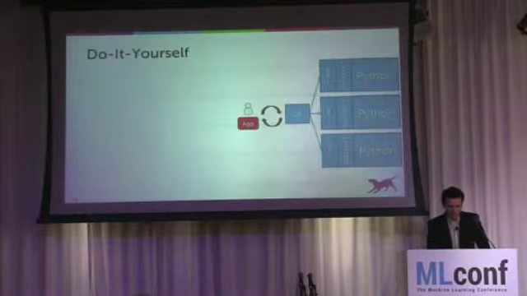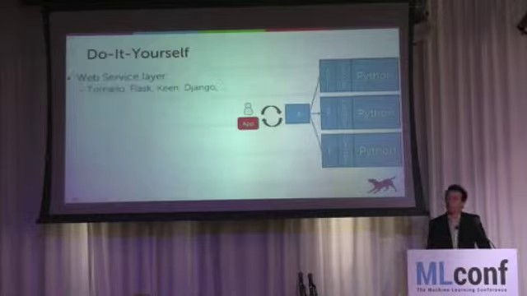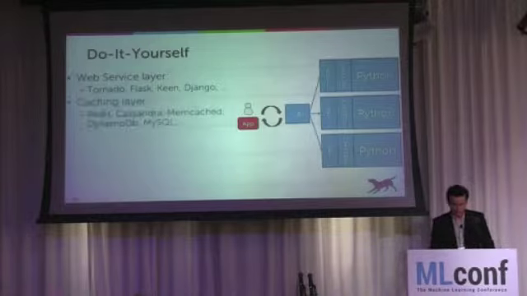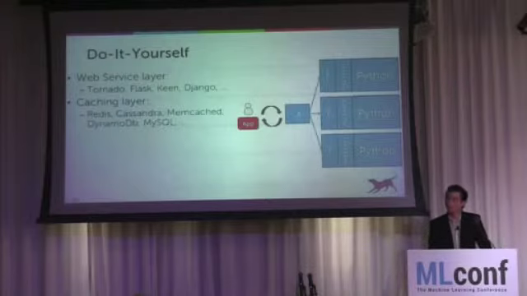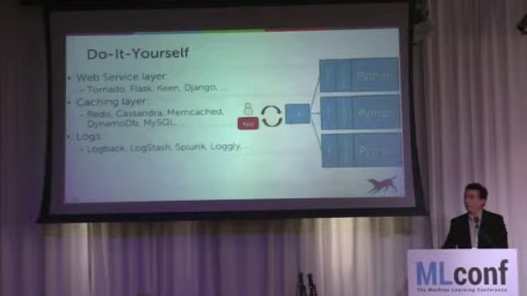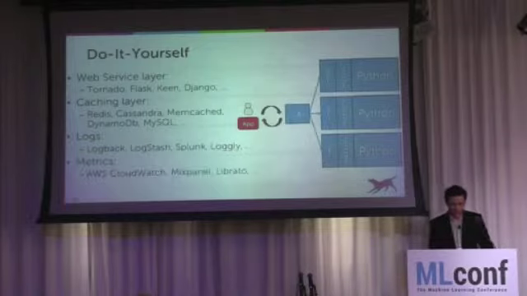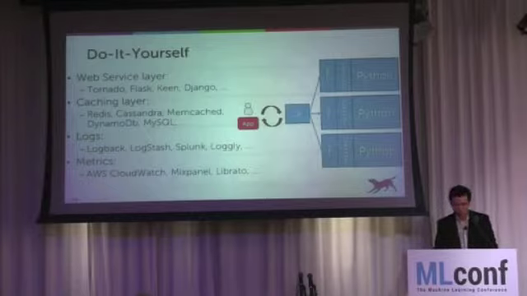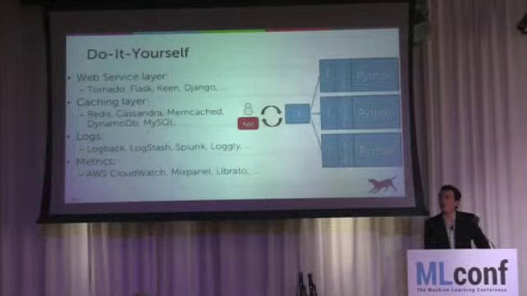Here's some tips. For the web services, I recommend Tornado. You can also use Flask, Django, and other things. For the caching layer, you can use Redis, Cassandra. There's many opportunities. You also have to log your results, so you might use something like Logstash or one of these other tools. And you also have to keep your metrics going, so maybe if you're on AWS, you use CloudWatch. So these are the pieces that you have to combine in order to deploy a machine learning model in reality.